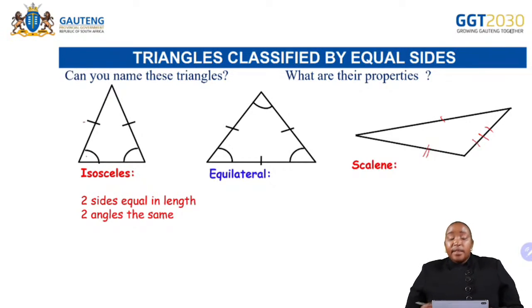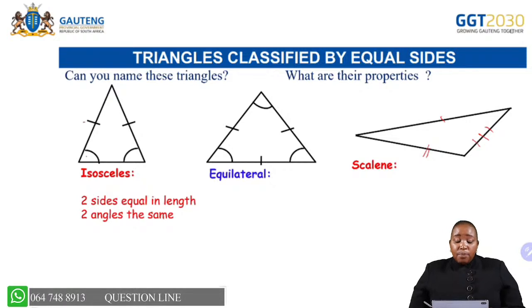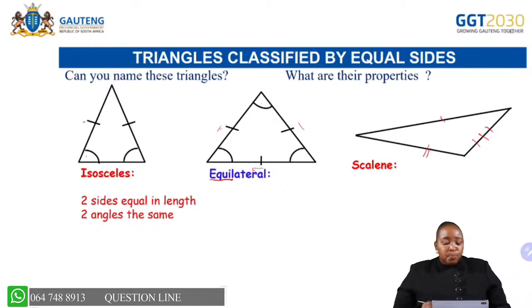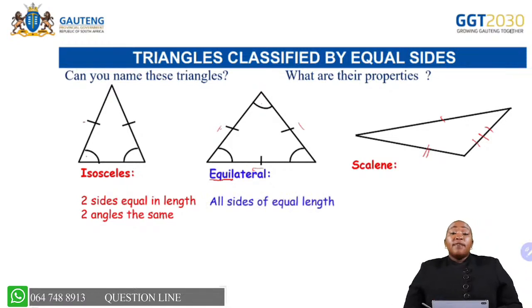Okay. Then an equilateral triangle, do you notice that all three of the sides have the same length? So all three of them are equal. And also all three angles are equal, right? Do you notice that? So it already gives you an idea of its properties, because equilateral tells you already that the sides are equal. All right. Okay. So all sides have the same length. So all sides have equal length, and all three angles will be the same.